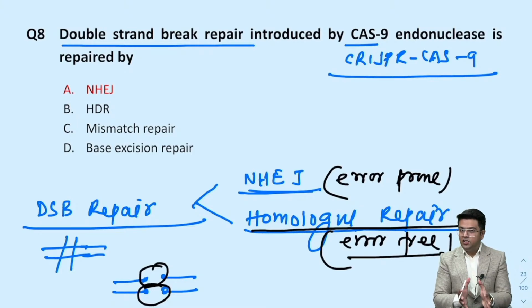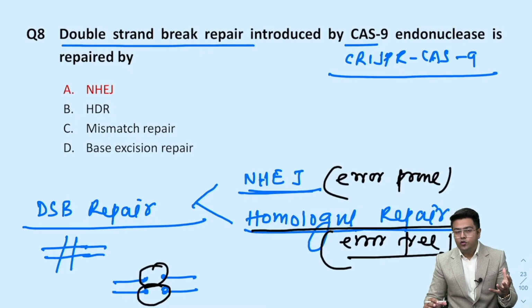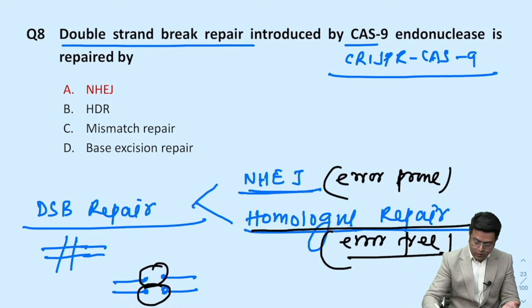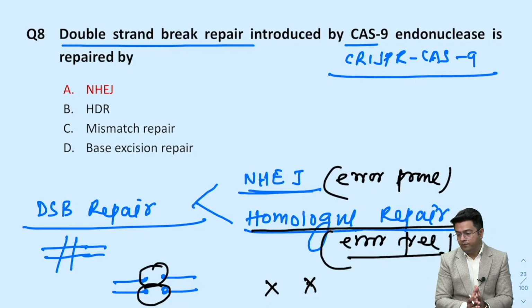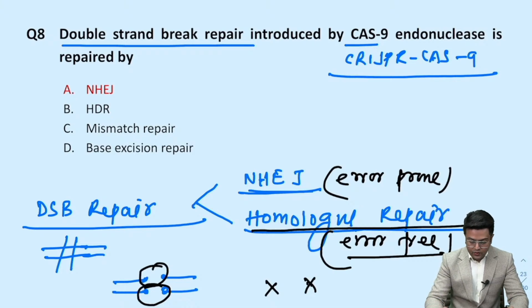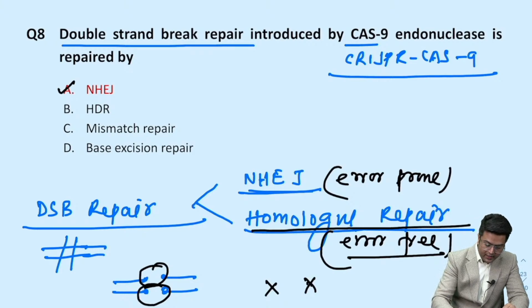So why is NHEJ most common? Because most of the time the DNA is highly condensed and it is very difficult to take the information from the homologous chromosome, right? That's the point. That's why NHEJ is utilized. This is life-saving to the cell. Just join the DNA, otherwise there will be apoptosis, because the exposed free ends of the DNA will initiate apoptosis, right guys? So that is why the answer to this question is NHEJ.